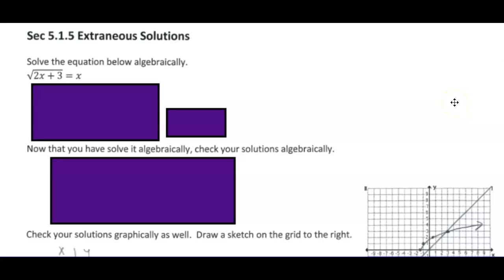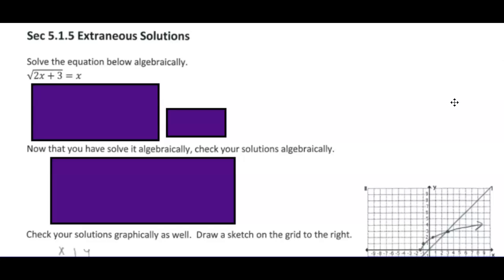So for this section, we will encounter some equations that have solutions that don't end up working out when we insert them back into the original equation. The title of this section is called Extraneous Solutions, and extraneous just means extra. It means things that we don't actually check out in the end.